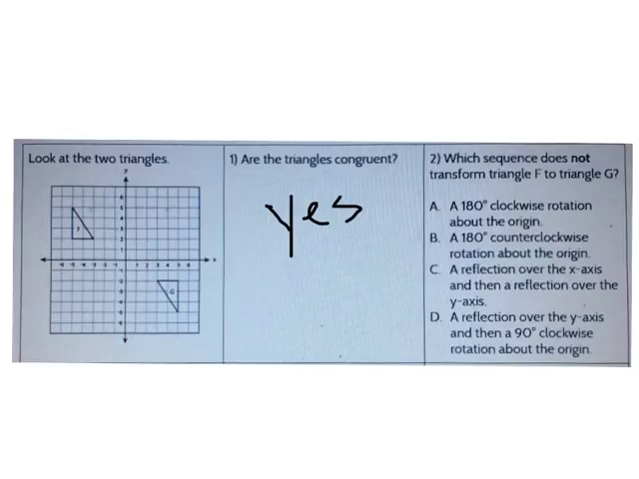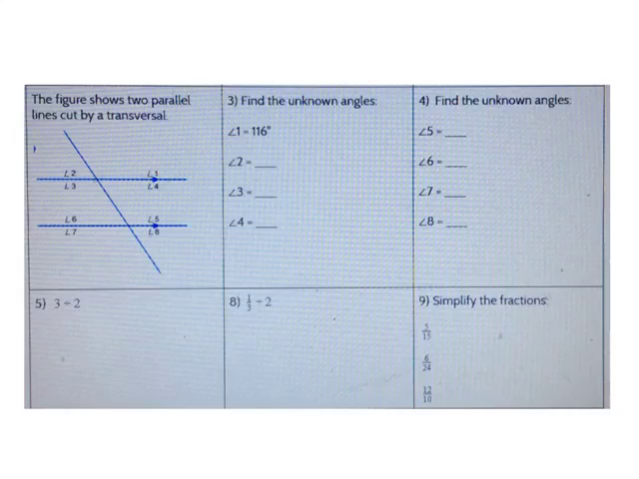The correct answer is D. If I were to reflect triangle F over the y-axis, it would end up in quadrant 1. Then, if I rotated it 90 degrees clockwise, it would be pointing a different direction than triangle G. So the answer is D. D does not map the two shapes.